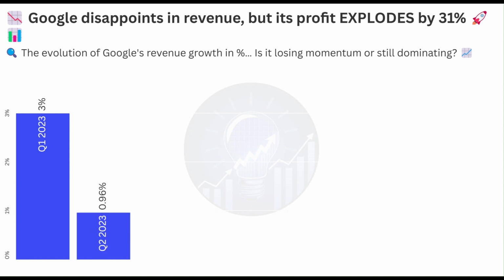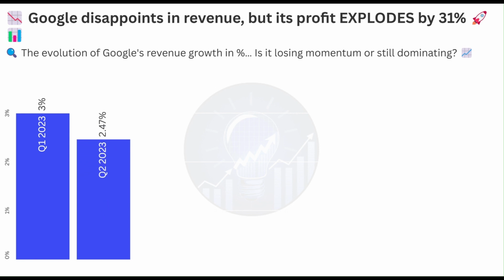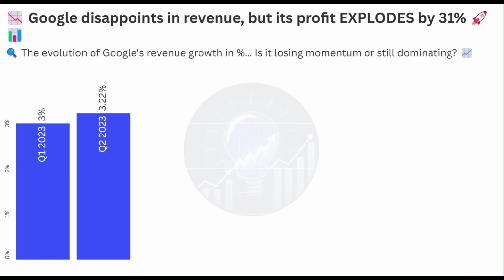How is it possible for earnings to have increased so significantly despite revenues missing expectations? Two key factors explain this phenomenon: an increase in revenue and improved operating margins. In Q4 2023, Alphabet's operating margin was 27%, while in Q4 2024, it increased to 32%. This means the company is generating more profit from each dollar earned.